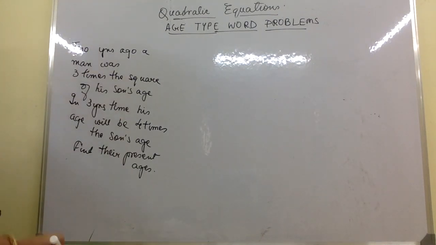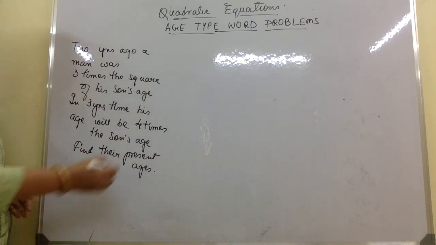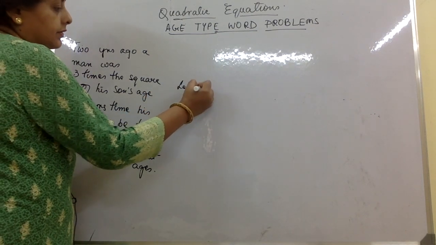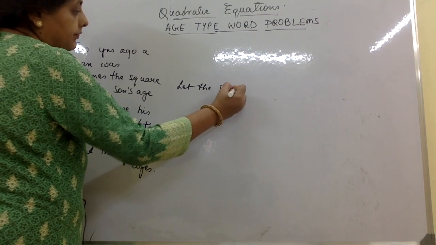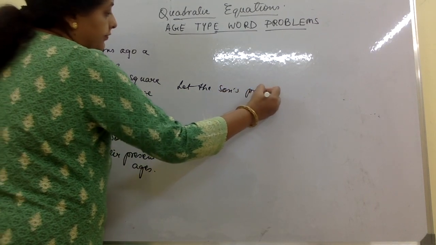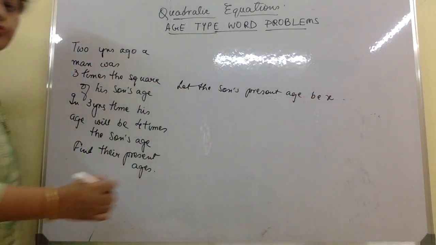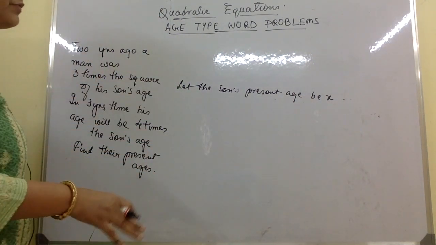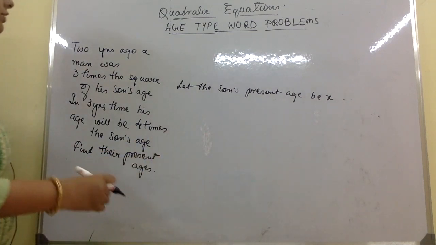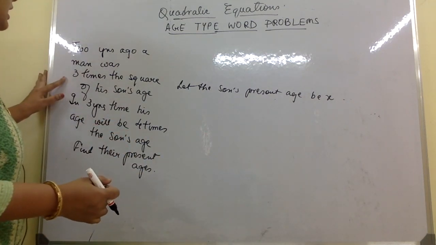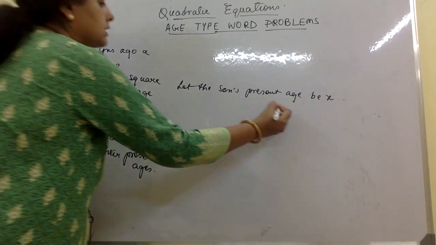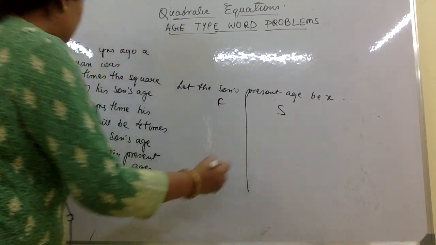Now here is our next question. 2 years ago, a man was 3 times the square of his son's age. Okay, so let the son's present age be x. Now also keep watch on one thing. The final age of the father should always be more than the son. So that is a checkpoint. Okay, and now here this is the son's age and I'll write the father's age here.